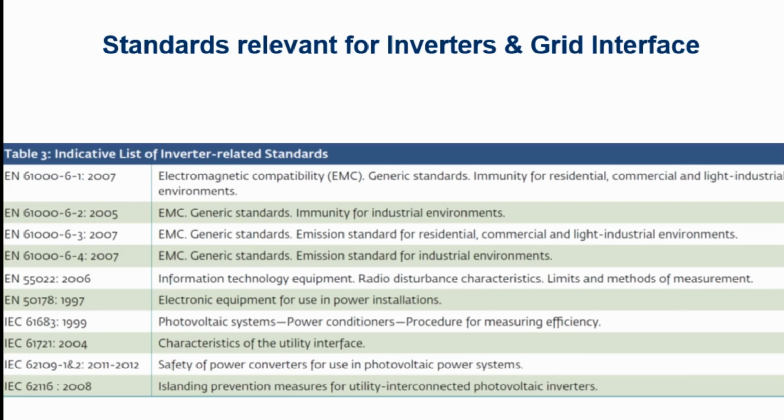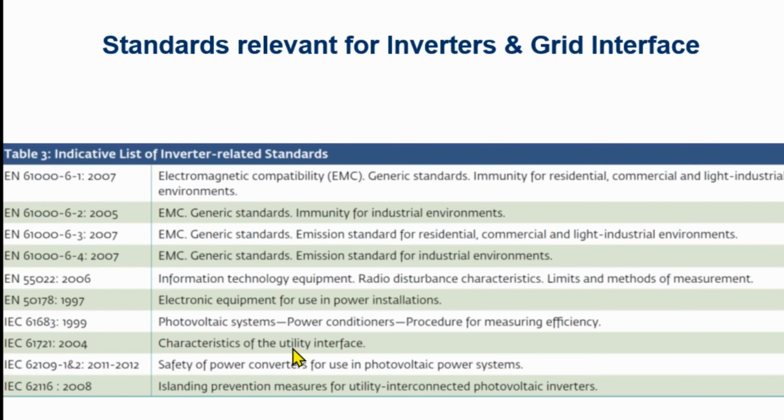Then you have a specific one as a 61683 for photovoltaic systems. And this is also, as I mentioned, the EU norm, the procedure for measuring power efficiencies. This is also very important for describing the characteristics of the utility interface. Because these are sometimes changing depending on when the next edition comes, you have to make sure that you have the latest standard, and this has to be in agreement with the requirements.